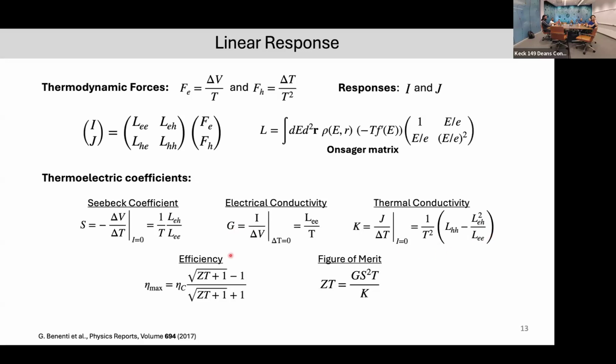And if you construct a heat engine from this junction, the maximum efficiency that you can get is expressed in this manner, where eta C is the Carnot efficiency, and ZT is a dimensionless parameter known as the figure of merit, and it can be expressed in terms of these other thermoelectric coefficients in this manner. So if ZT is 0, the efficiency that you get is just 0, and if it's large, you approach the Carnot efficiency.